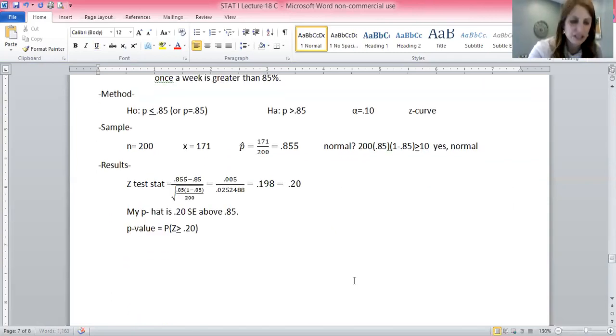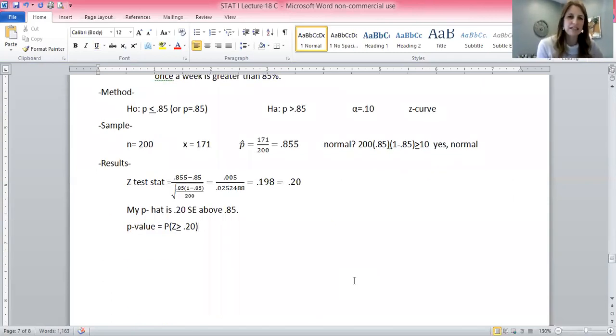So I have this curve, and my test statistic is only 0.2, so it's not very far from the center. So when I think about it, I'm not expecting a small probability. I'm expecting a large probability. So it's not very far from the center of the curve. And now I'm going to calculate this.